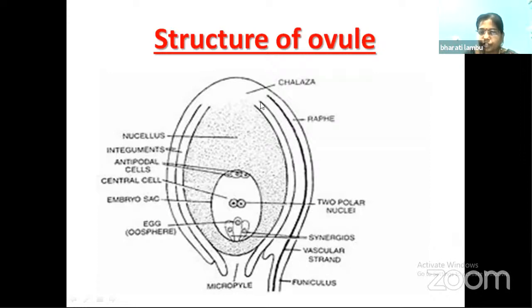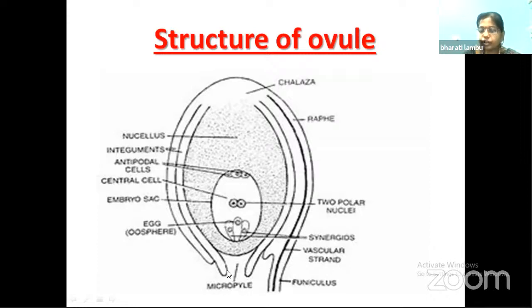If you see the body of the ovule, integuments are present. This is the inner integument, and this is the outer integument. Two integuments are present in this photo. This is the base of the ovule, opposite to the micropyle. What is the micropyle? The micropyle is the opening of the ovule. Here there are no integuments.